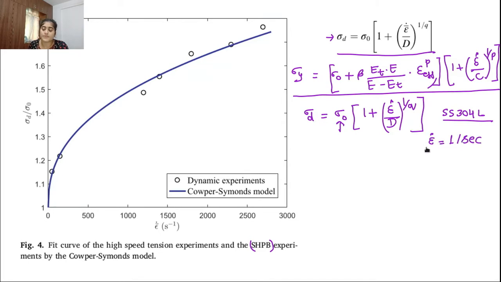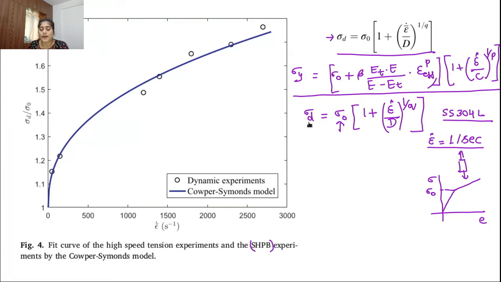With this type of reference strain rate you can use a UTM machine. If you apply a uniaxial tensile force with the UTM machine, you can find the stress versus strain graph. Suppose you have found this type of stress versus strain graph, this is stress and this is strain. This is your yield stress, which is called the static yield stress, sigma naught. So you can find the sigma naught value by using a UTM machine.